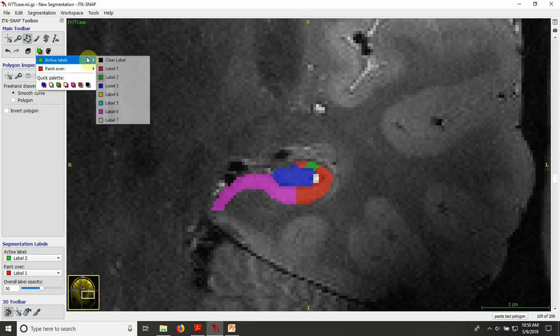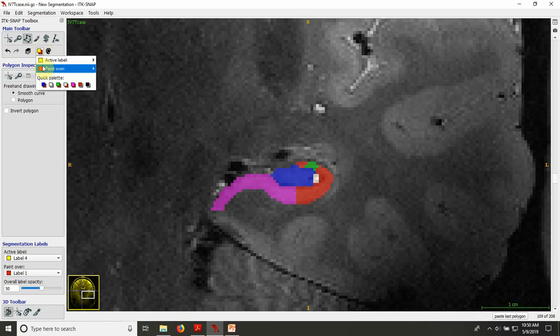So then the final region that I'm going to segment is CA3. For CA3, I'm first going to use the endfolial pathway. It's a little bit faint, but you can see the border right here.